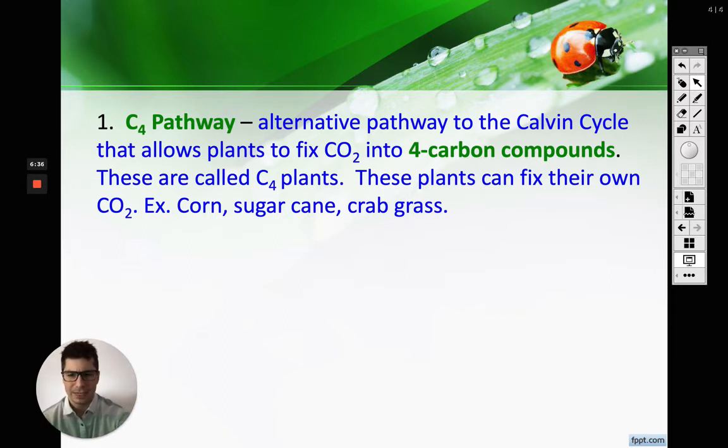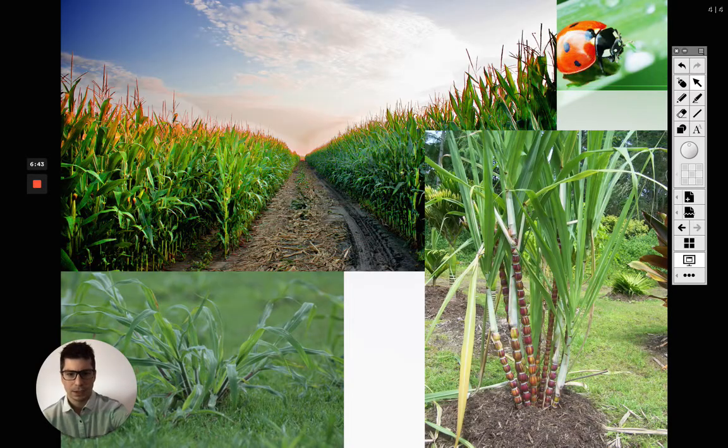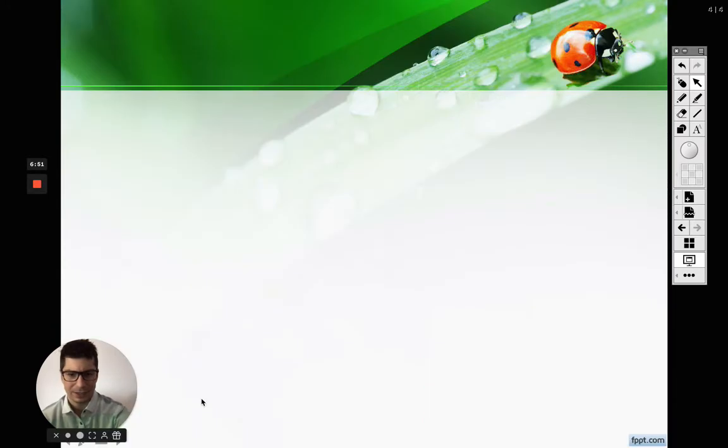And some examples of it: corn, sugar cane, crabgrass, okay? Some plants like this go through the C4 pathway. All right, so there's all of your lovely plants there. There's your corn, your sugar cane, your crabgrass down there.